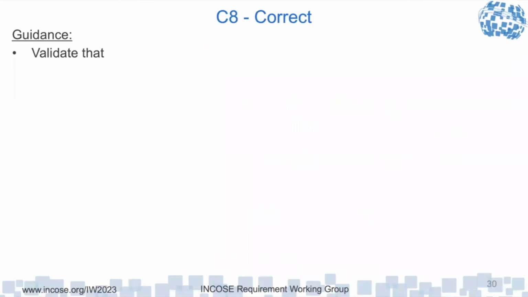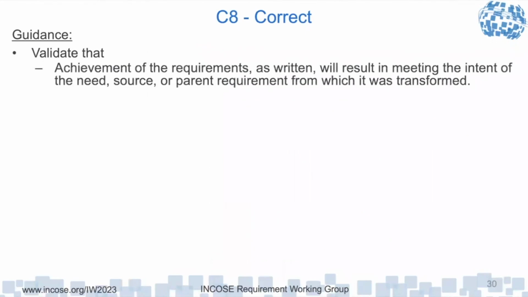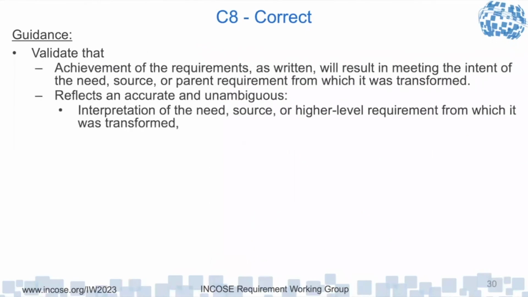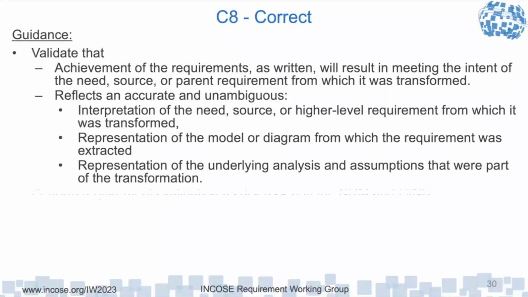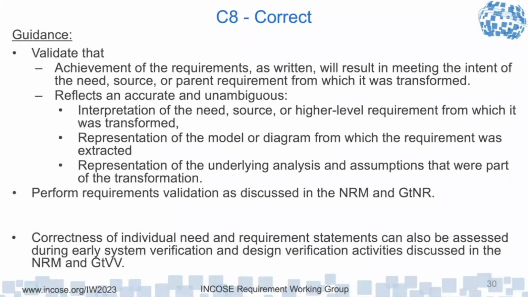And so guidance: validate the achievement of the requirements as a regular result of the intent of the need, reflects accurate and unambiguous interpretation of the need, source, higher requirements is transformed, representation of the model or diagram, and also similar to what we did with needs. One of the big things we're talking about is that you do continuous verification and validation across the line. After you have a set of needs, you validate those against where they came from. But then when you're doing design, you're going to validate the design output specs against the needs also.